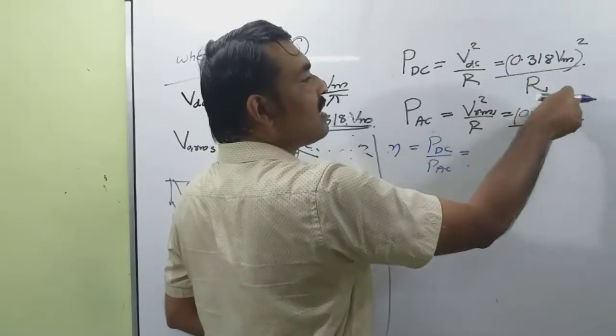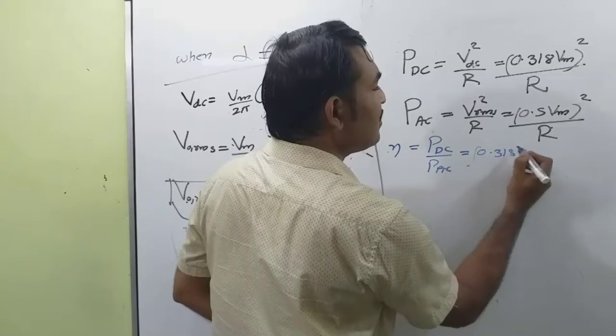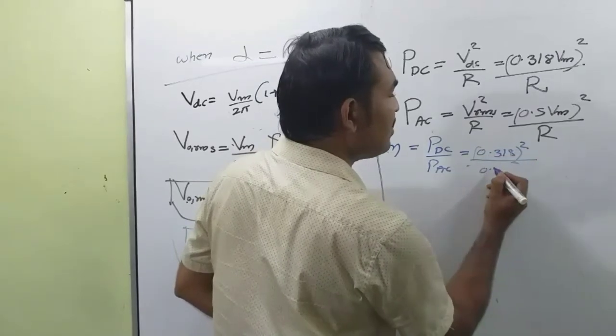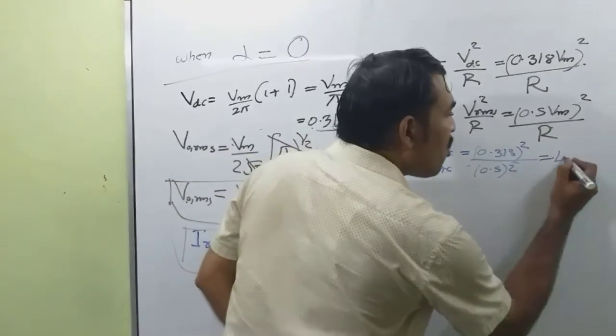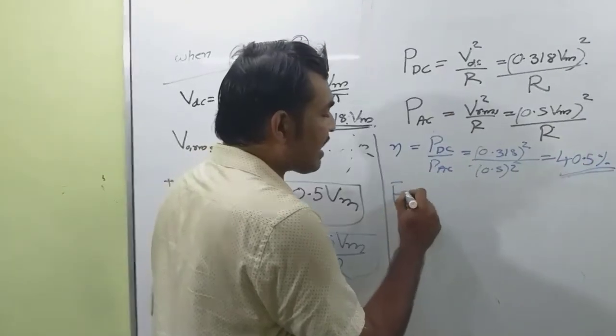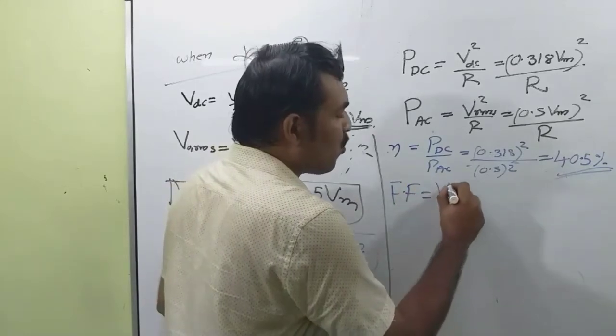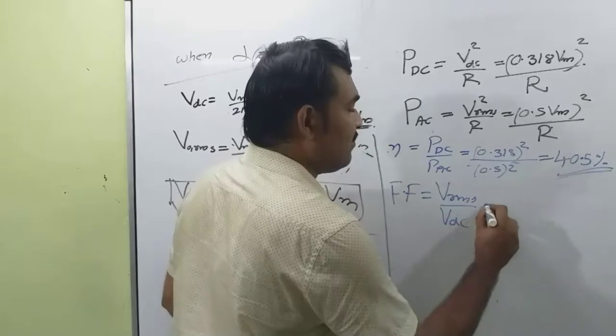So Vm square by R and Vm square by R get cancelled. So this is equal to 0.318 the square divided by 0.5 the square. That is equal to 40.5%. Form factor is equal to Vrms divided by VDC.